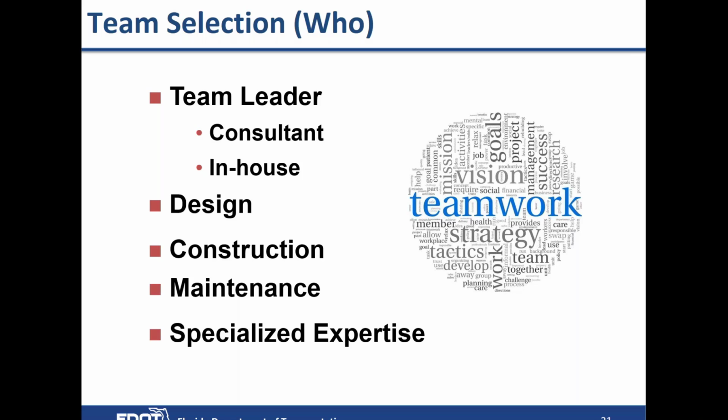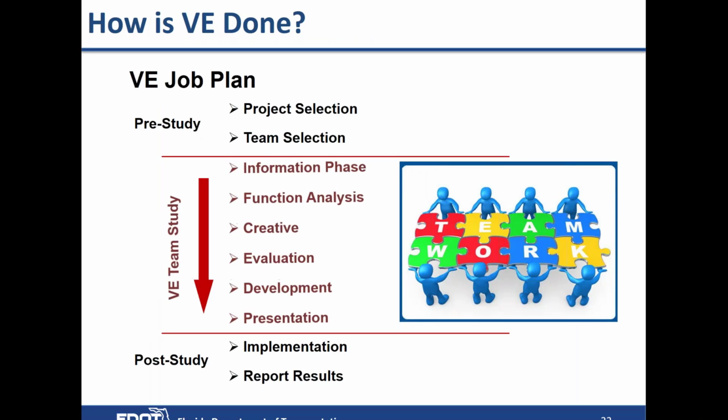So if you have a lot of right-of-way on it, we would have a right-of-way member. You have tolls, we would typically have somebody with tolling experience. Anything that's specialized to the project, we would have that type of expertise on a team. So how is VE done? So we'll move into what's done during this team study in the VE job plan.